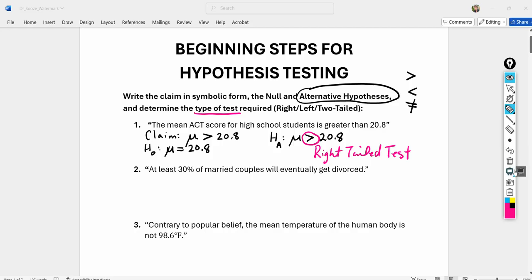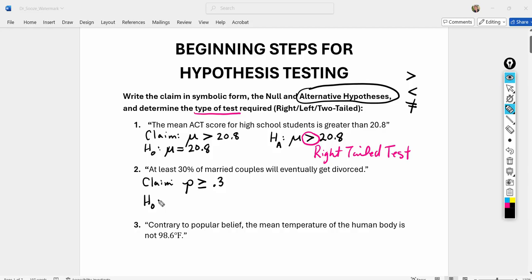So let's go on to the next part, question 2. At least 30% of married couples will eventually get divorced. If we're talking about a percentage, then that means a proportion. So the claim in symbolic form is that the proportion of married couples who eventually get divorced will be at least, so at least is greater than or equal to symbol, 30%. And I need a number between 0 and 1, so you have to change 30% to 0.3. That is my claim in symbolic form.